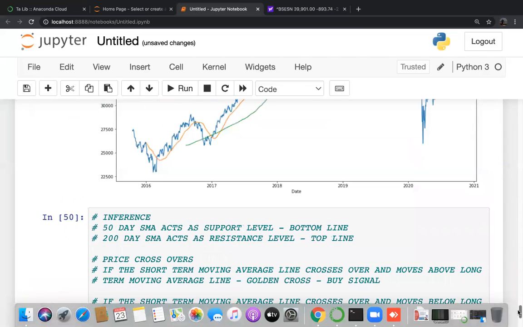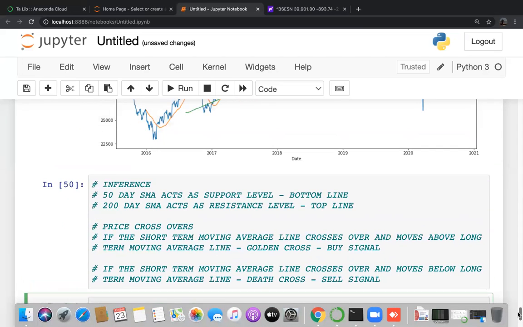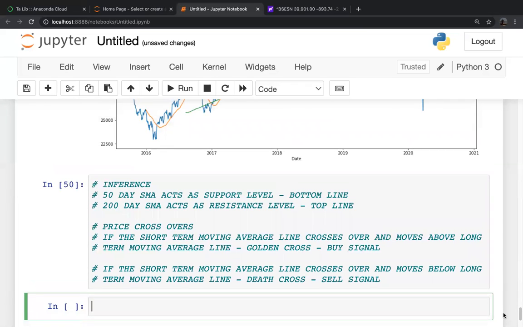The simplest of moving averages, which are very important in understanding technical analysis, are the 50-day moving average and the 200-day moving average. In India, they are widely used. They are a very essential part of our Indian strategy.